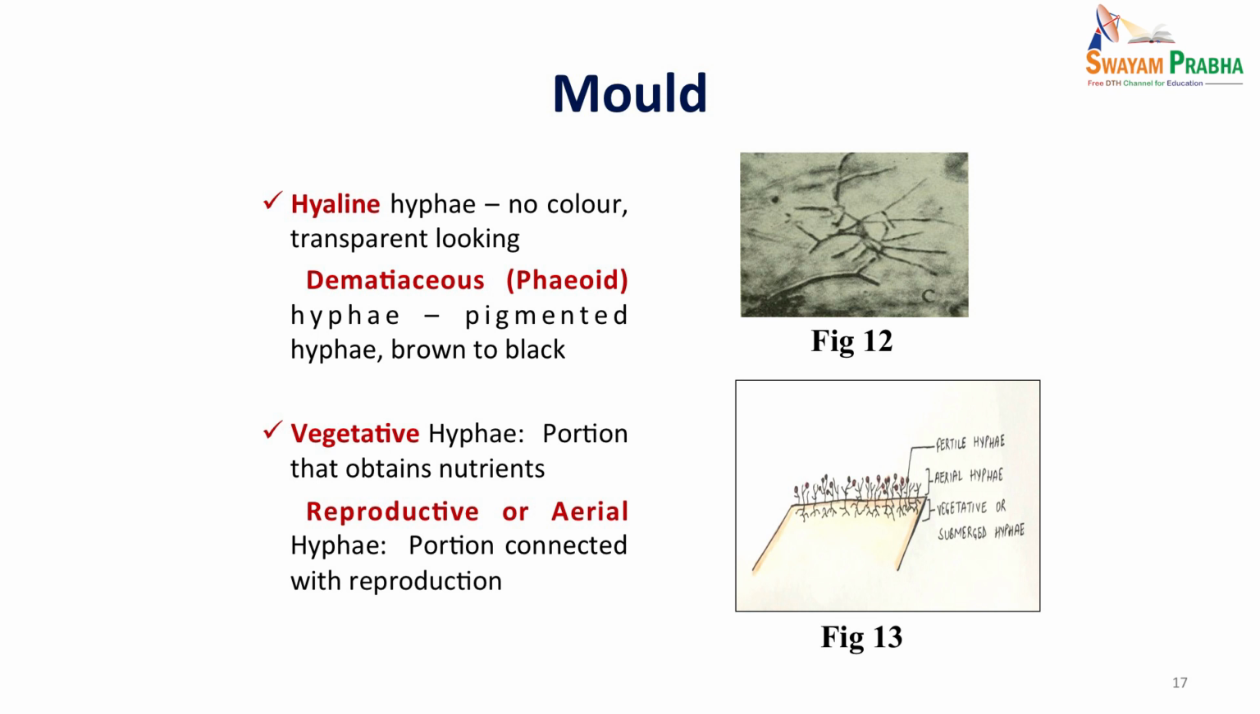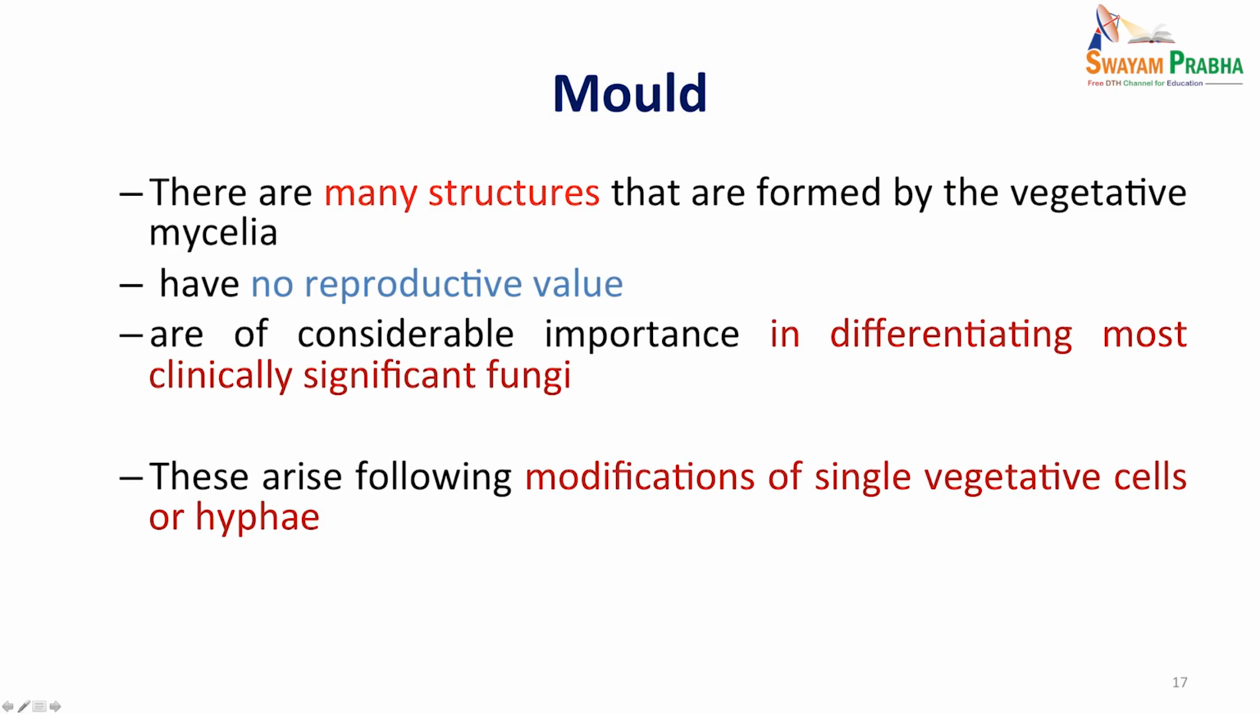Now, these hyphae usually are hyaline, that is they have no color of their own, but sometimes they can be pigmented, dark colored, then they are known as Phaeoid hyphae. And also hyphae are distinguished on the basis of whether they are submerging or growing into the medium, that is the vegetative hyphae, or the ones which are exposed to the air, the fertile hyphae or the aerial hyphae. Now, in addition to these structures, they also can have certain other structures which help in identification of the fungi, or also help the fungi in tiding over difficult conditions.